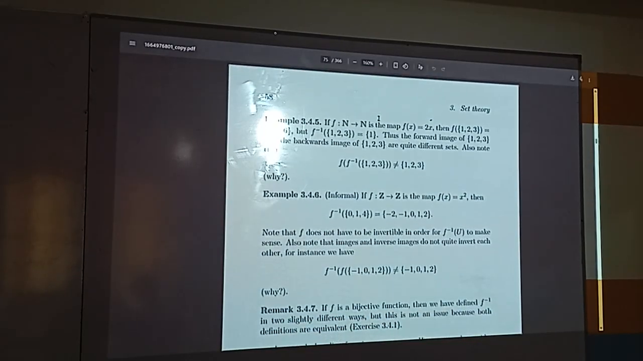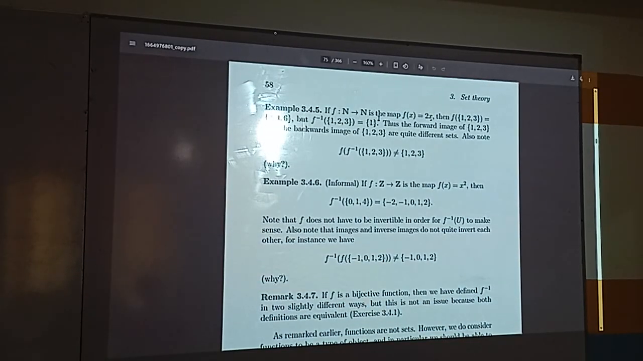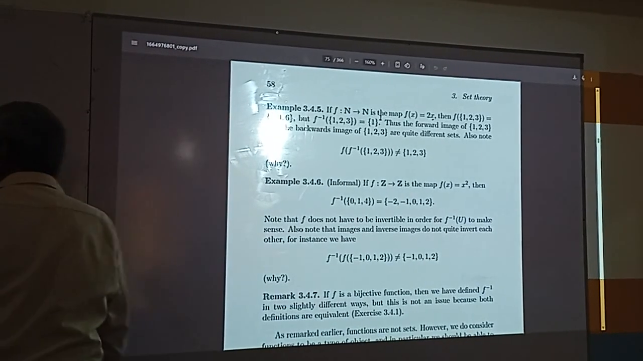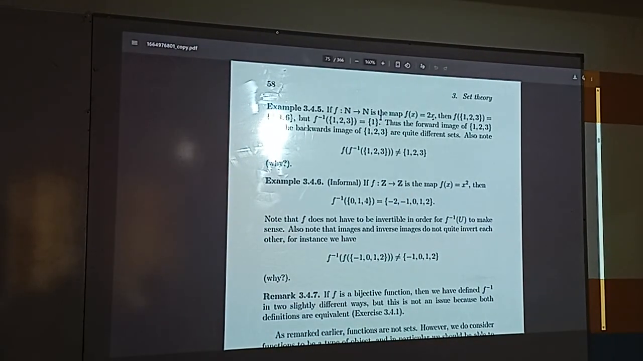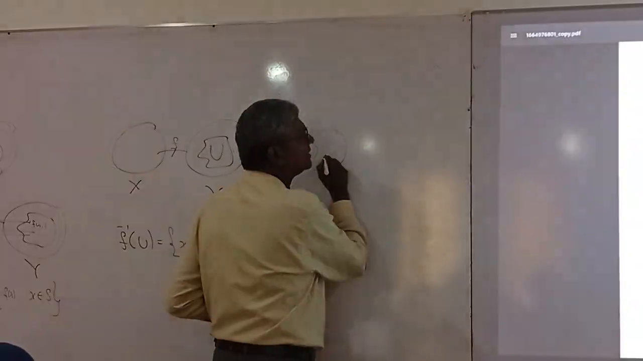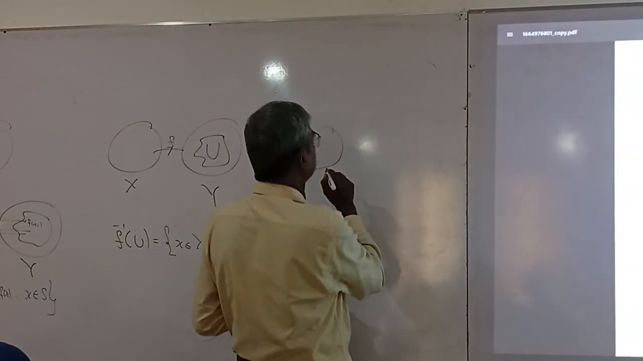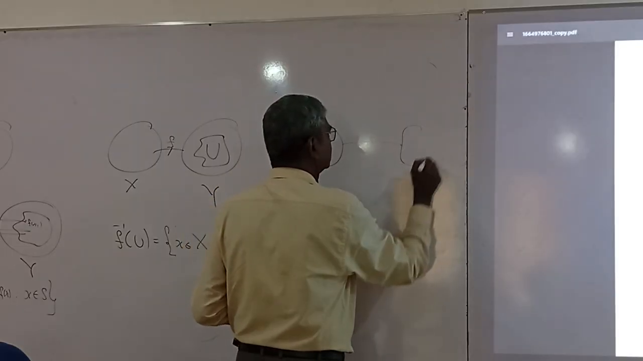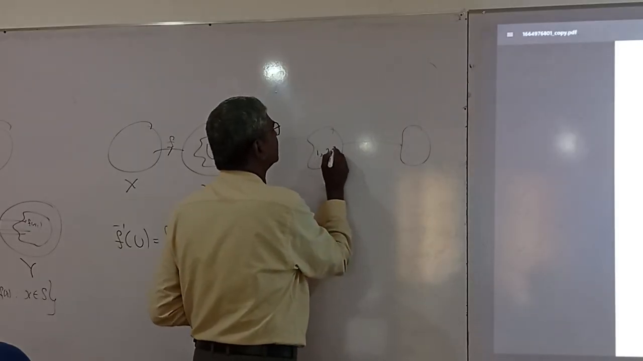Here are some examples. Let's go quickly. F from N to N, f(x) equals 2x. f of {1, 2, 3} is {2, 4, 6}. That is clear. Now f inverse of {1, 2, 3}. Let's draw it. Without drawing, you can talk about it. Here you have 1, 2, 3.